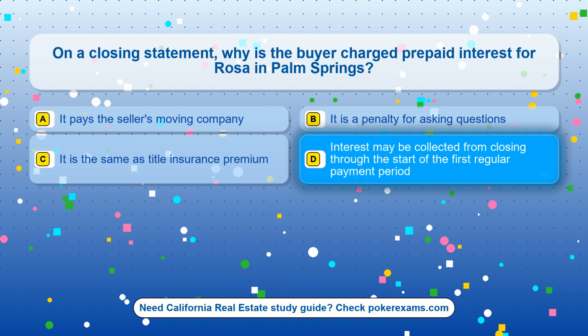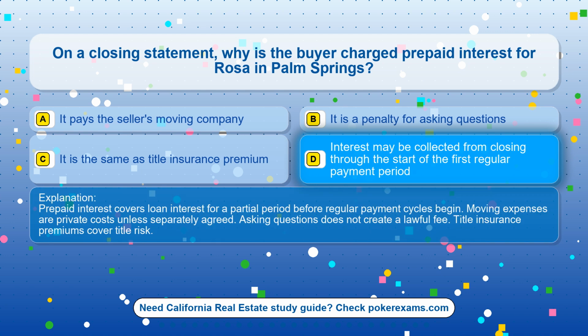The correct answer is option D. Interest may be collected from closing through the start of the first regular payment period. Prepaid interest covers loan interest for a partial period before regular payment cycles begin. Moving expenses are private costs unless separately agreed. Asking questions does not create a lawful fee. Title insurance premiums cover title risk.